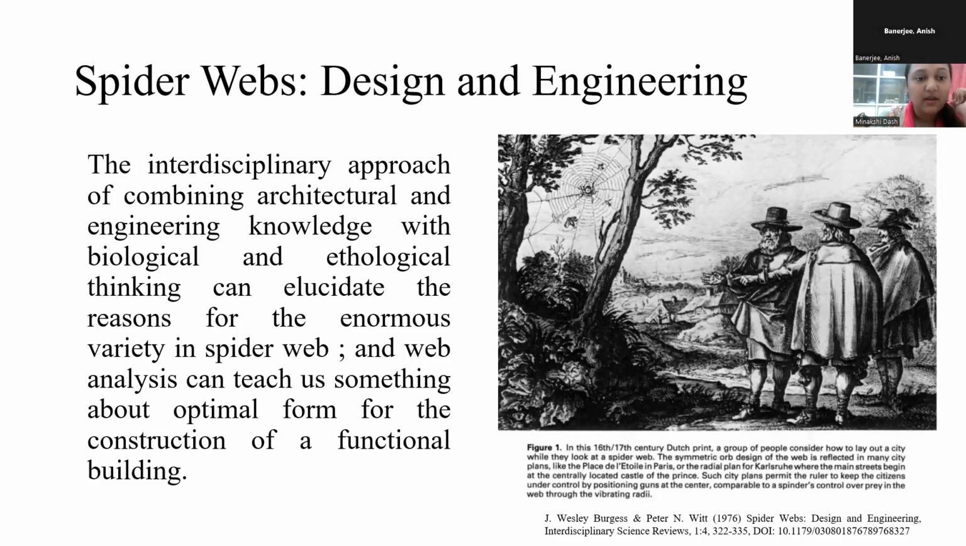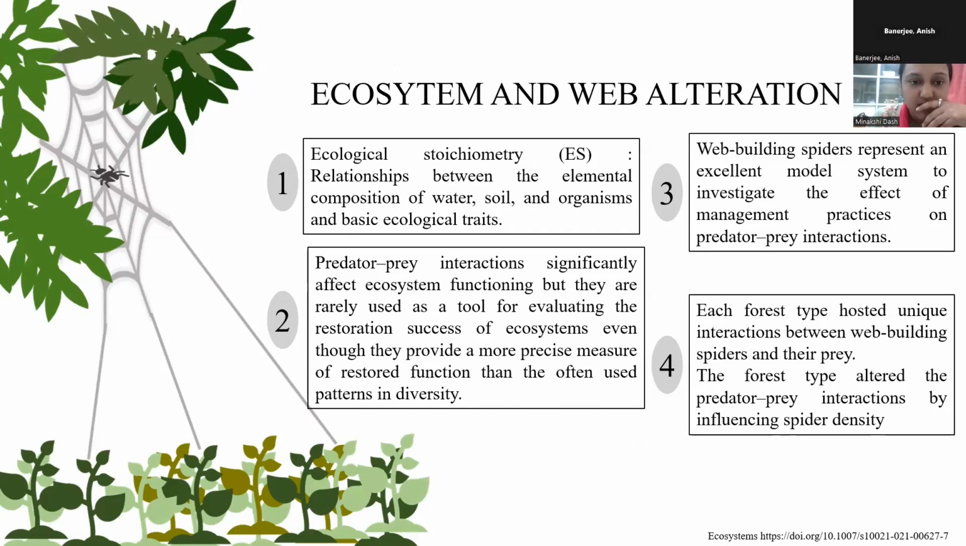Again, the main thing that we can see is the ecological sociometry, that is the relationship between the elemental composition and the basic ecological traits of an organism in a particular ecosystem. Then predator-prey interactions are very important for evaluating ecosystem restoration, how the ecosystem can be restored. You should all be knowing about the Lotka-Volterra model. If either the prey or the predator is skewed, then the ecosystem will be devastated. And again, the web building spiders are an excellent model for management practices and prey-predator interactions.